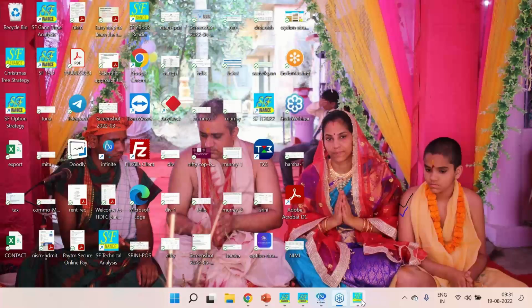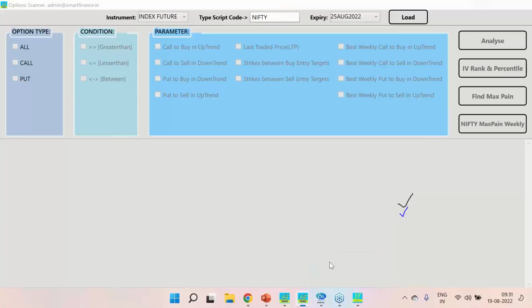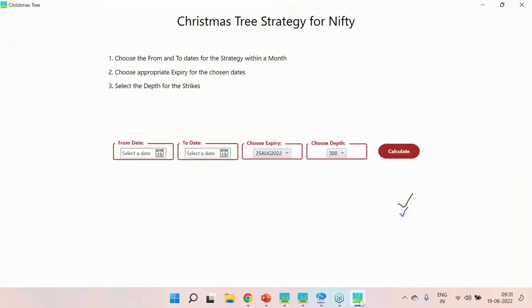IV rank and IV percentile, that part Gautam will discuss, and Srikant will be joining today. He is a new entrant today, so he will be discussing the Christmas tree option strategy. In between, I will be coming, and if there are any queries, you can put them there. That part I will be taking.